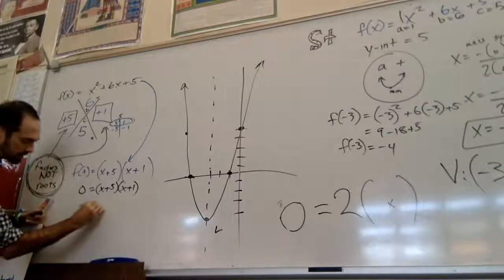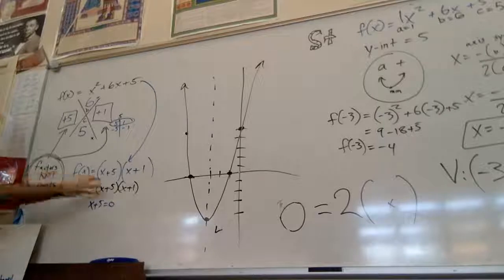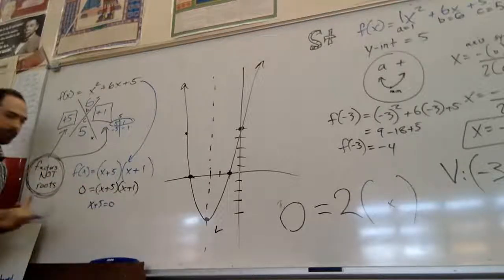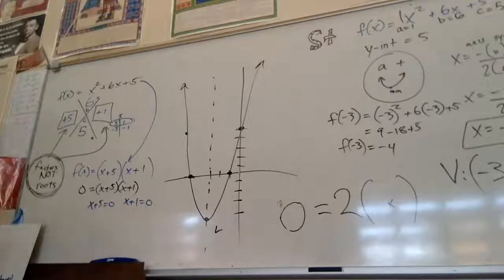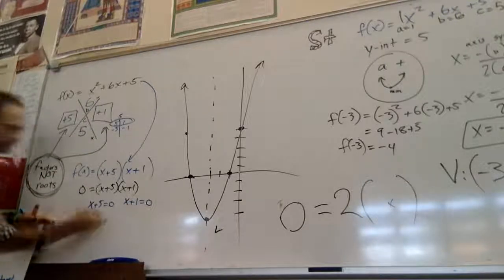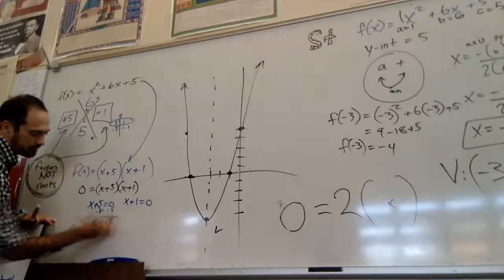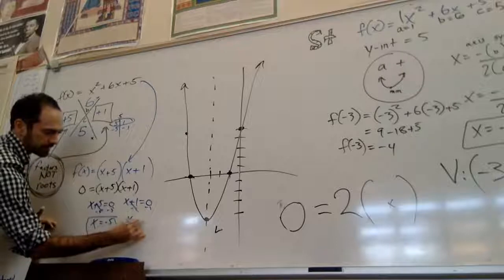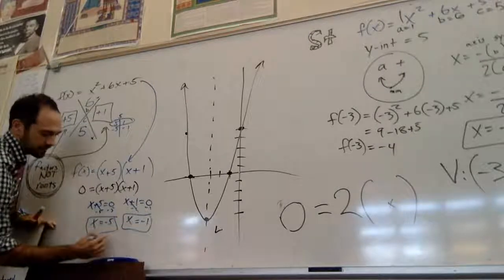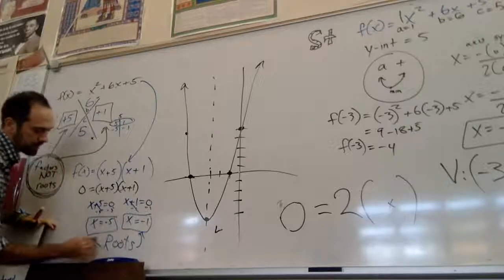Okay, x plus 5. When does that equal 0? When does this expression right here actually equal 0? And I'll ask this one. x plus 1, when does that actually equal 0? Minus 5, minus 5. When x is negative 5. Minus 1, when x is negative 1. Guess what we just found? The roots. That's how we're finding the roots.